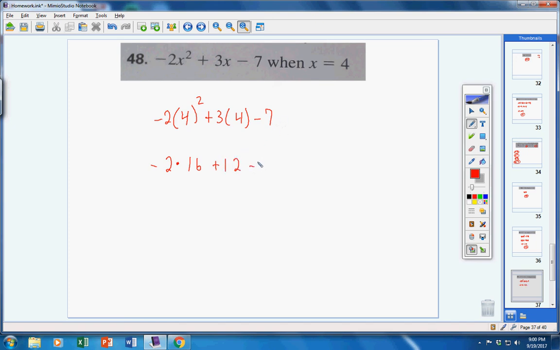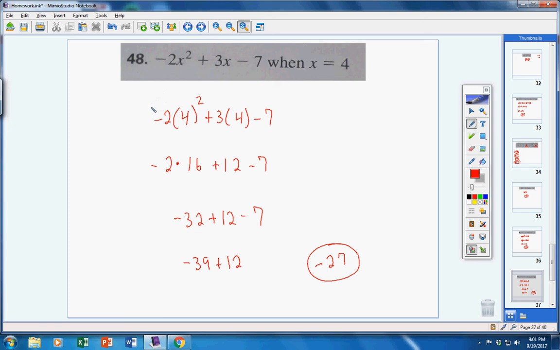Bring down your negative 7. Now, negative 2 times 16 is negative 32. And then positive 12. And then negative 7. Add up your negatives and you'll get negative 39. Add up your positives and you'll get positive 12. So, you owe 39. You have 12. Pay off as much as you can and you still owe negative 27. Alright. Okay, moving on to our last page.